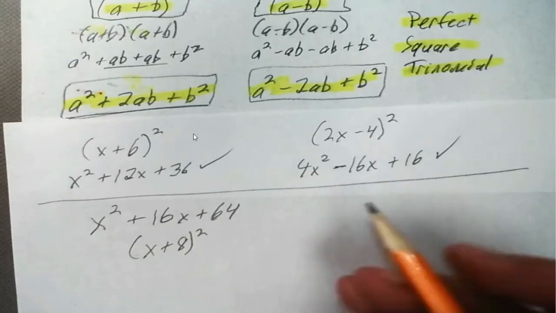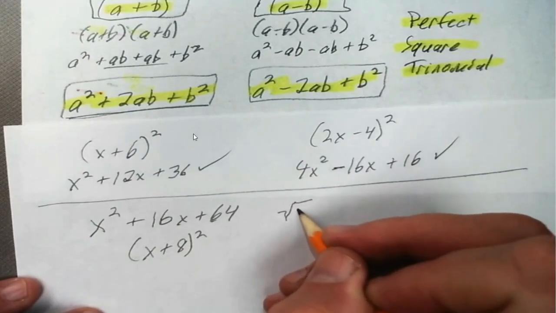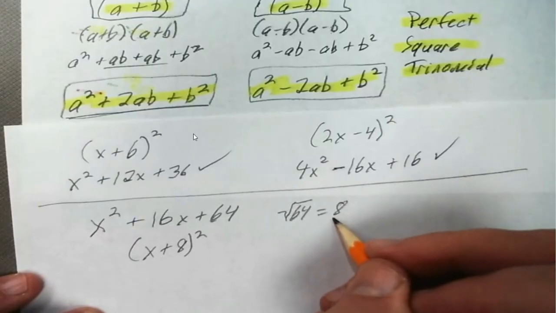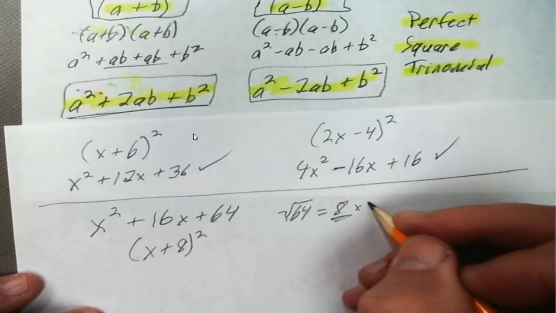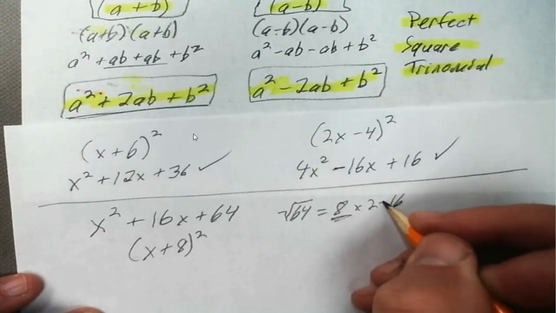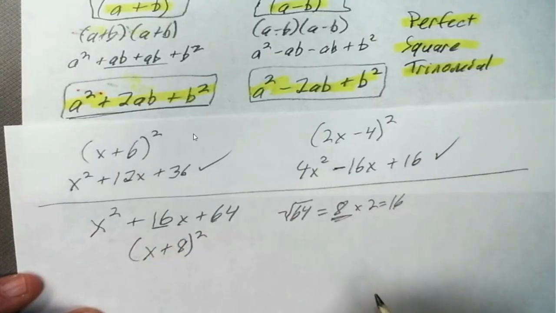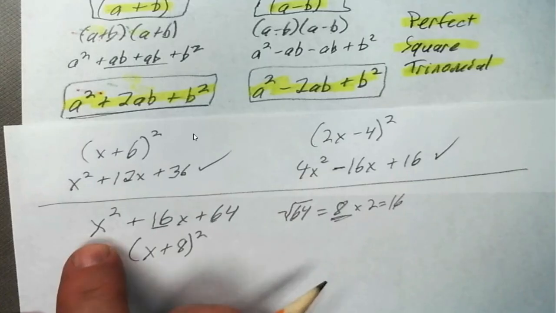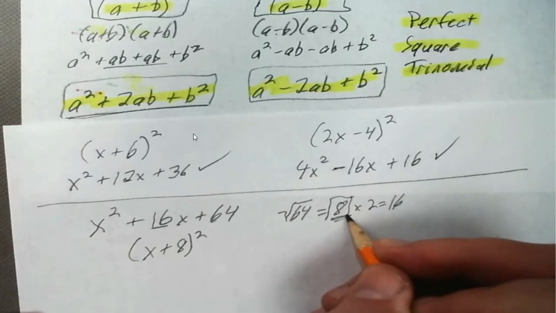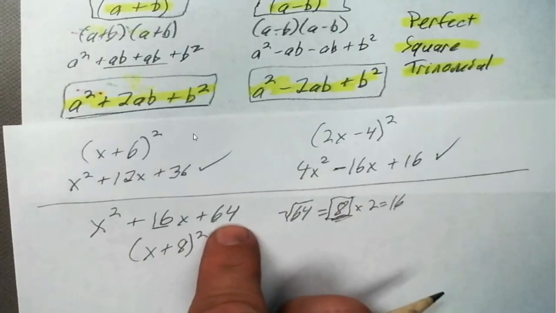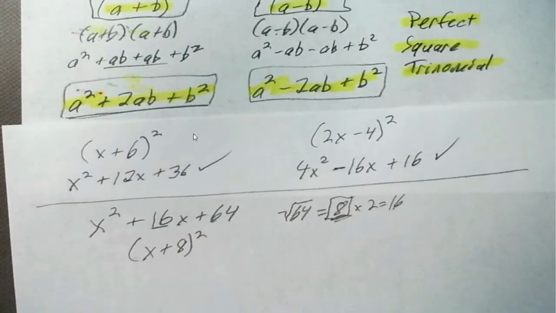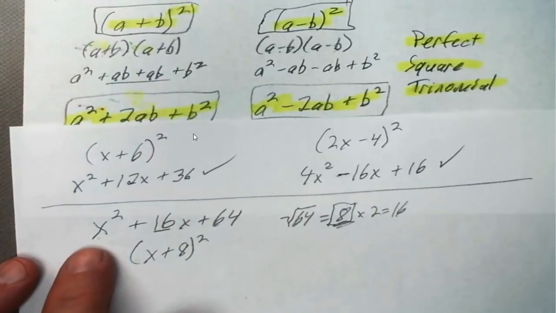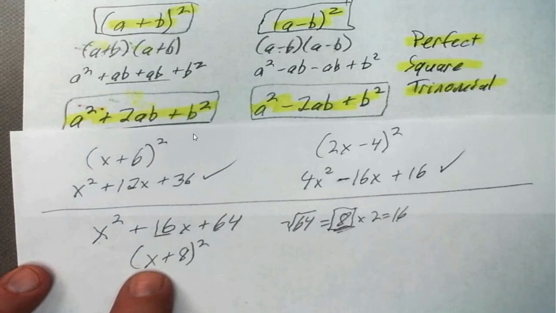Because if I take the square root of 64, it equals 8, and then if I take it times 2, do I get the 16? Well, I do. And this doesn't have a coefficient, it's just a 1. So that tells me, yes, 8 is the number I'm looking for, B. That is B. So A plus B. And x squared is easy, because the x is the A.